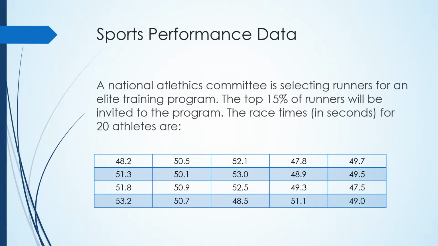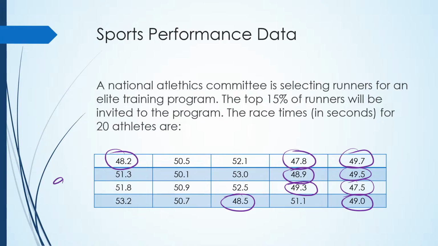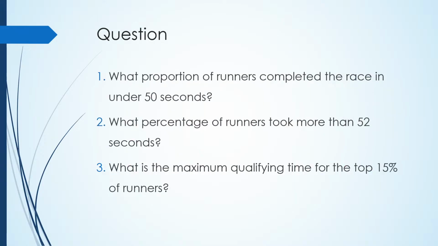Okay, let's see, under 50 seconds. So we're looking at anything in the 40s. So 1, 2, 3, and this is 4, 5, this is 6, this is 7, this is 8, and this is 9, right? So 9 out of the 20 athletes, that's the proportion that we have here. 9 out of the 20 athletes scored under 50 seconds.